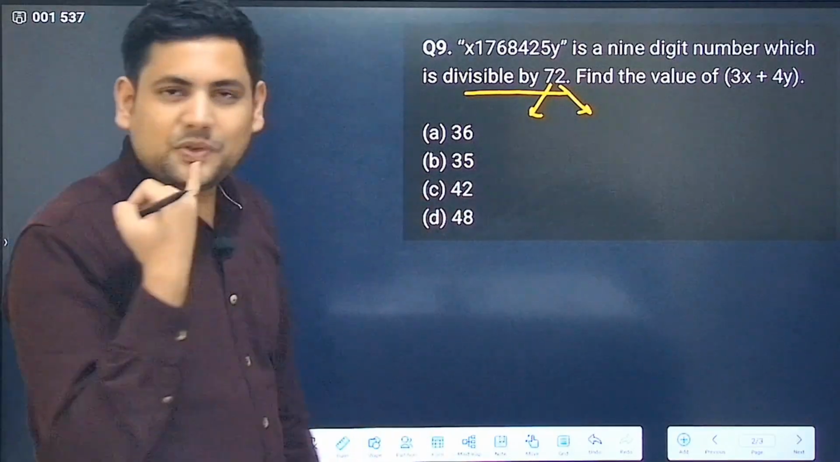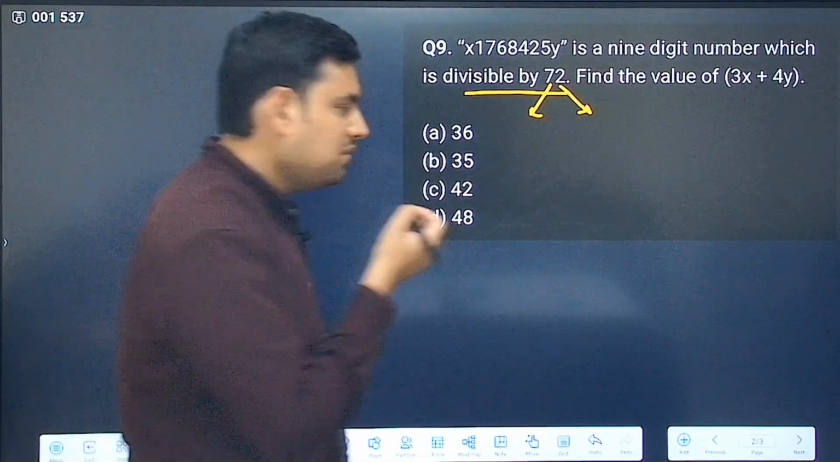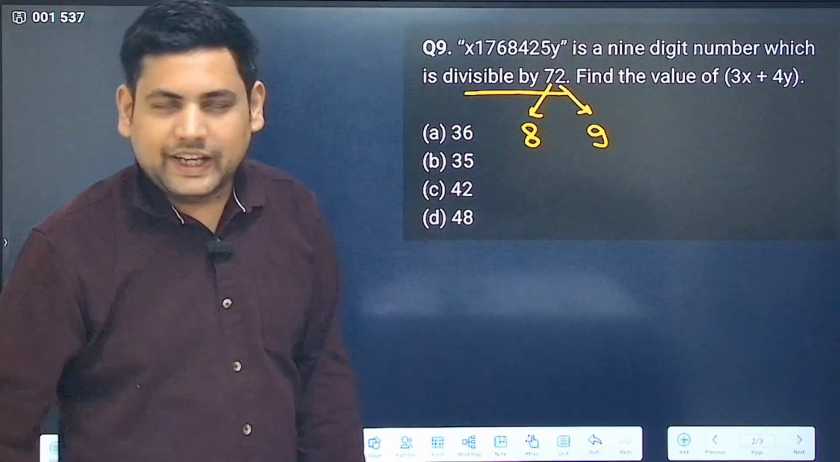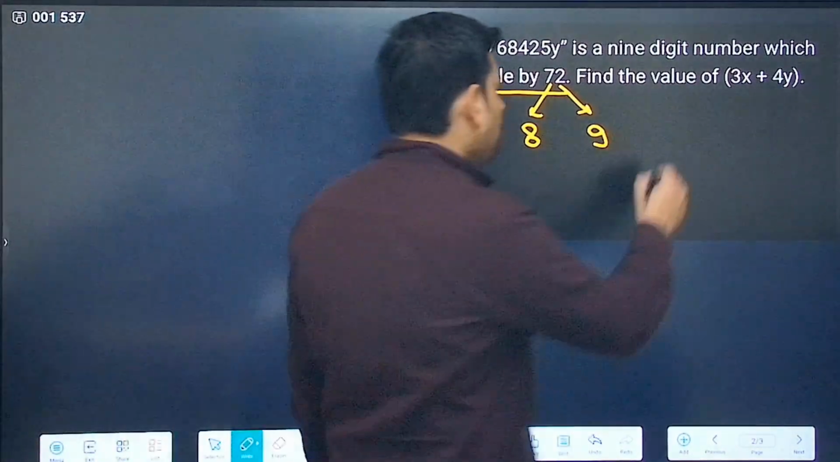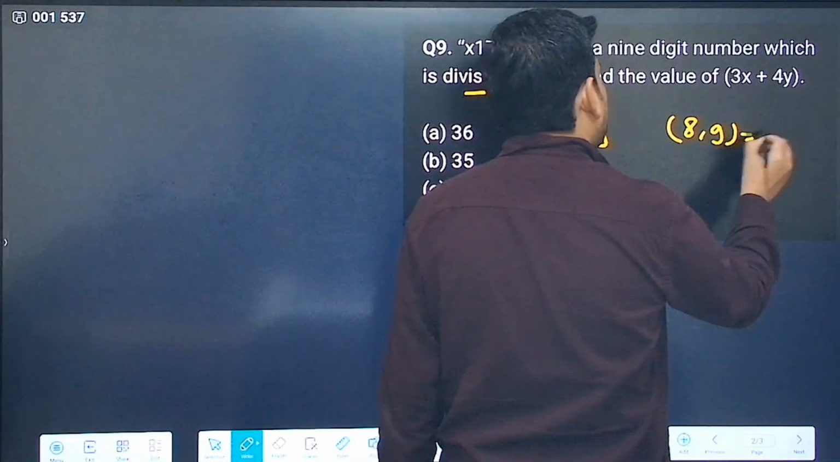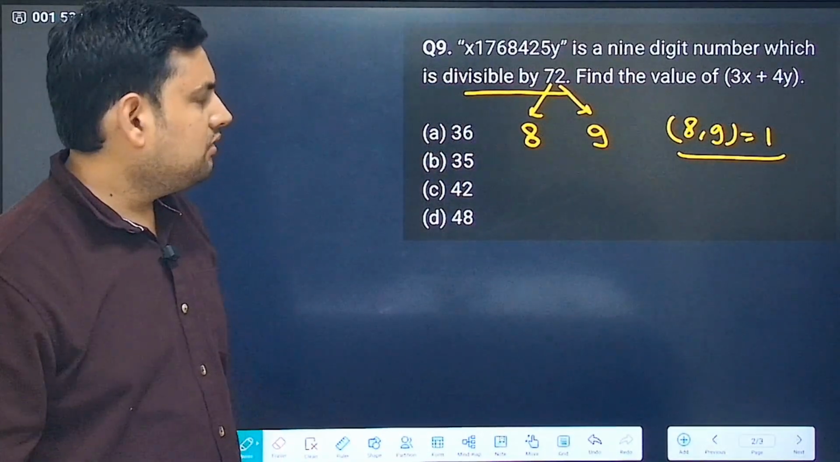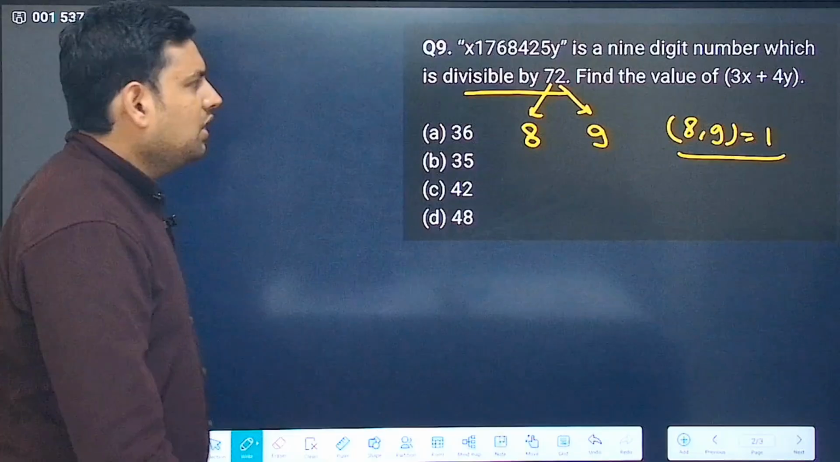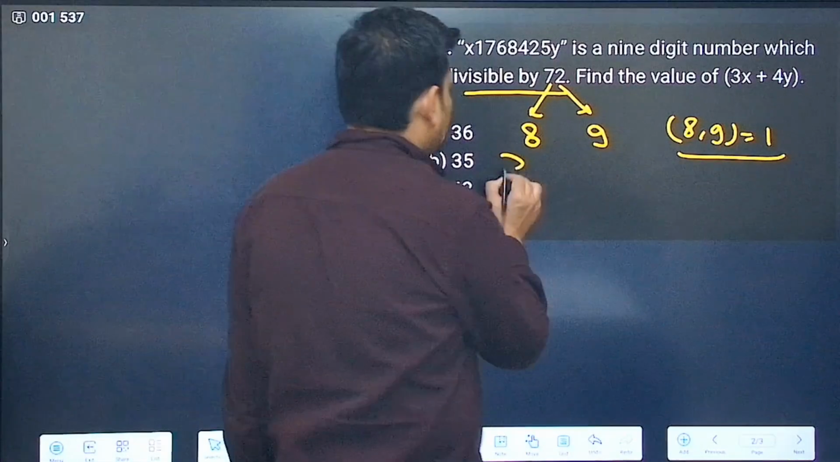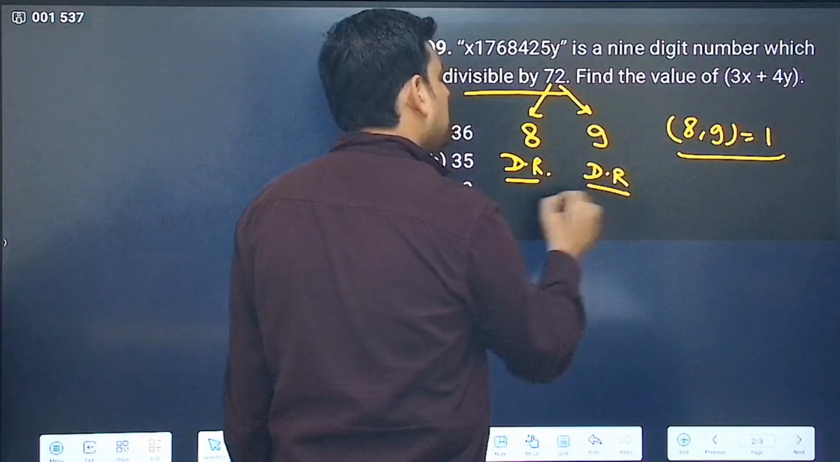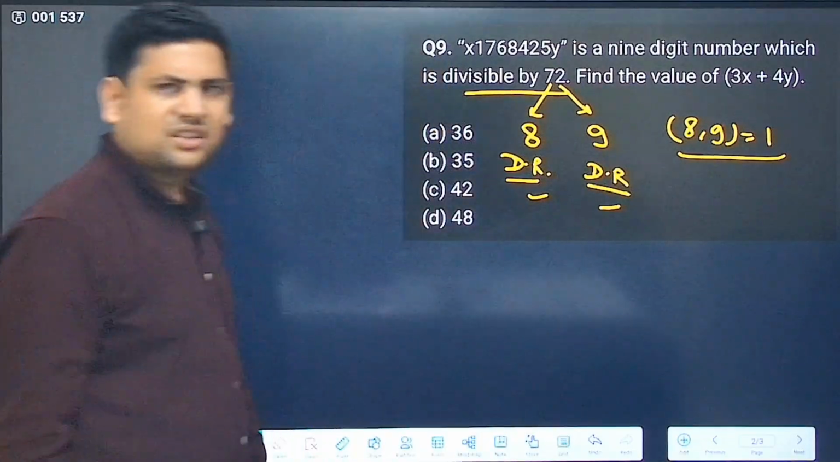72. How will you check divisibility of this? By using two numbers which are co-prime to each other. 8 nines are 72. Are 8 and 9 co-prime? Yes. 8 and 9 are co-prime. They do not have any common factor between them other than 1. So 8 and 9 is possible. Basically, if I can apply the divisibility rule of 8 and the divisibility rule of 9, and both of these are satisfied, then I get the answer. Correct?